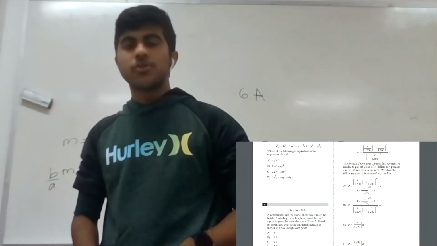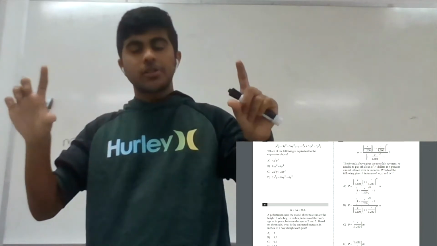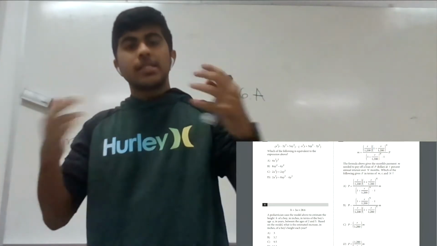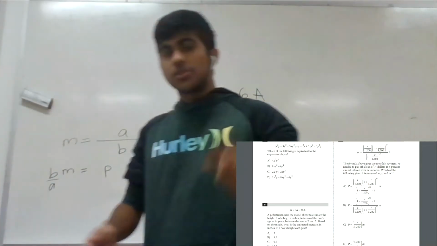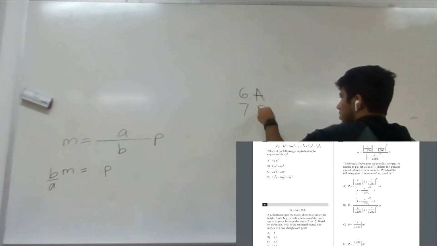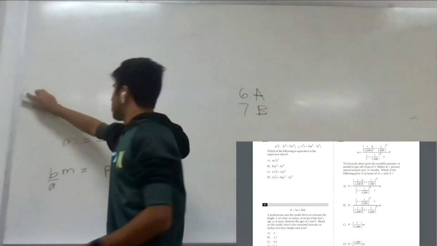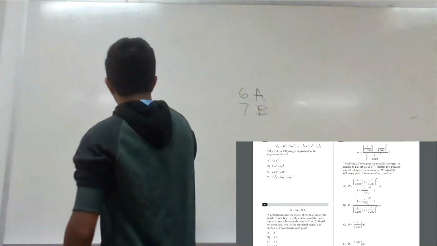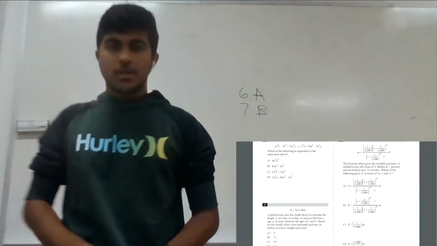We see p equals the denominator of the original over the numerator of the original times m. So our answer is just choice B. Right, so our answer is choice B. And we can move on to question number 8.